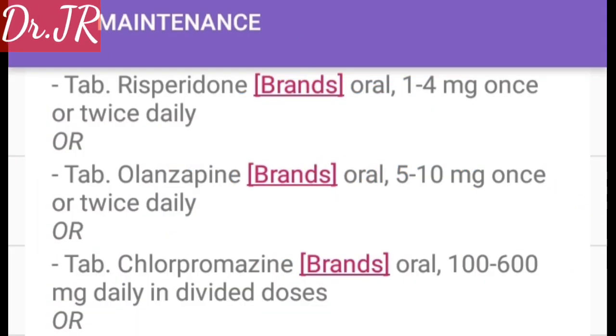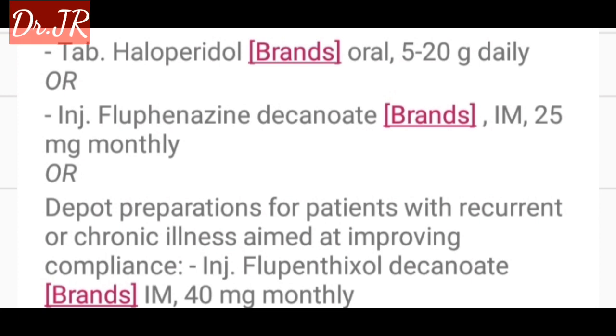Maintenance dose: tablet risperidone oral 1 to 4 mg once or twice daily, or tablet olanzapine oral 5 to 10 mg once or twice daily, or tablet chlorpromazine oral 100 to 600 mg daily in divided doses, or tablet haloperidol oral 5 to 20 mg daily, or injection fluphenazine decanoate IM 25 mg monthly, or depot preparation for patients with recurrent or chronic illness aimed at improving compliance. Injection flupentixol decanoate IM 40 mg monthly.